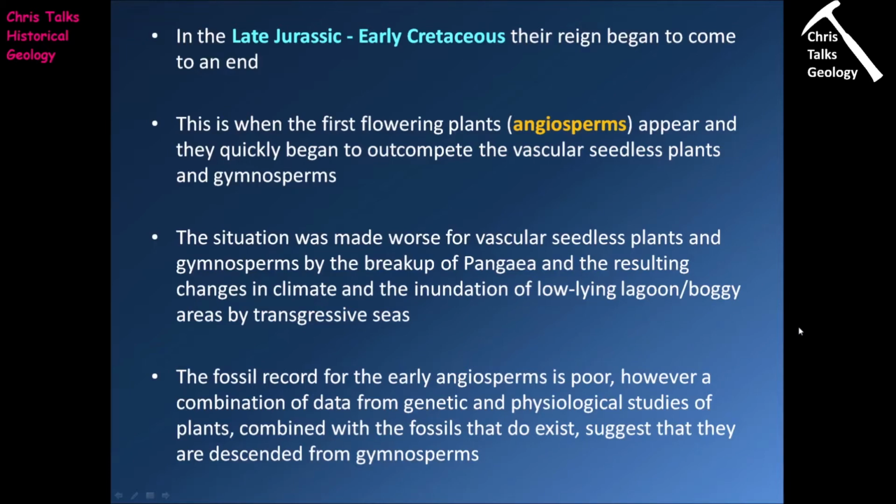So the situation was made worse for the seedless vascular plants and the gymnosperms by the breakup of Pangaea and the resulting changes in climate and the inundation of low-lying lagoonal boggy areas by transgressive seas. So as Pangaea breaks up, of course, this has very significant implications for ocean circulation and air circulation. So areas which were once dry suddenly become wet, and areas which were once wet suddenly become dry. And so this change in the environment isn't particularly good for either the seedless vascular plants or the gymnosperms.